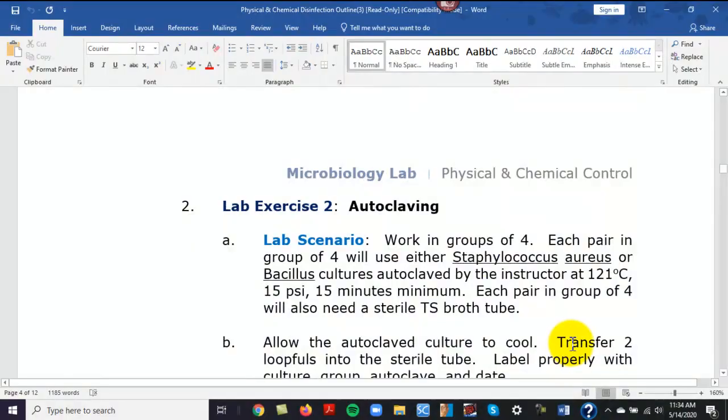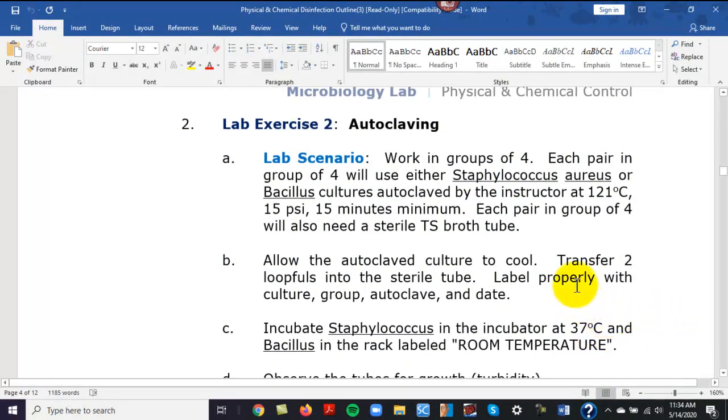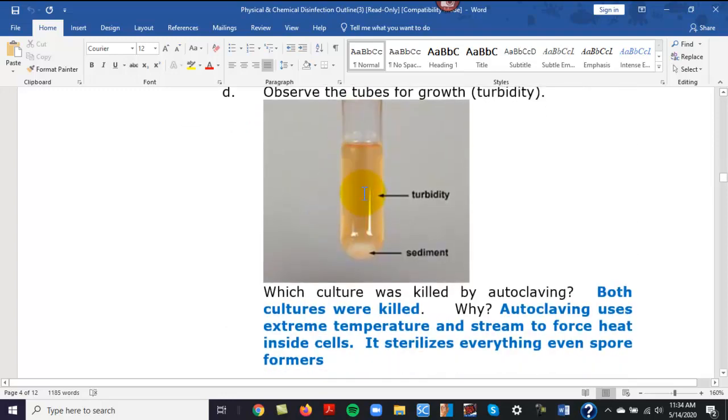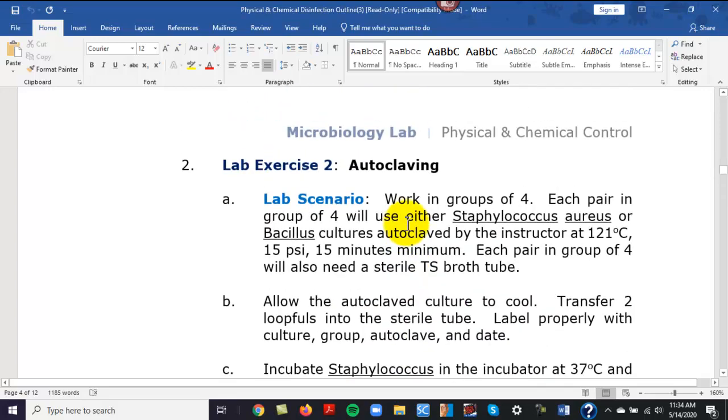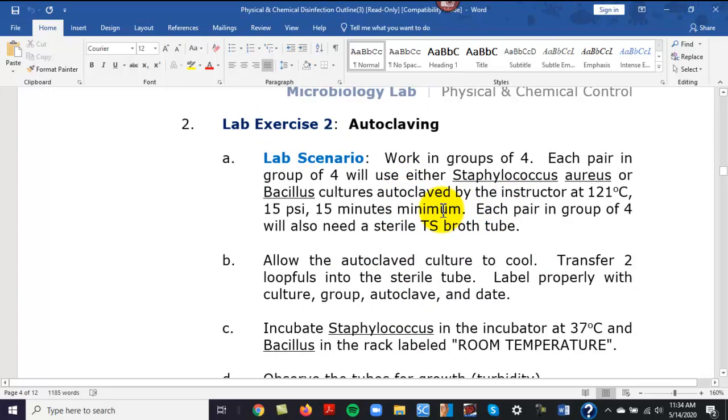All right, the next exercise, autoclaving. Now, what you do beforehand is you grow a Staphylococcus aureus bacteria in a broth culture and a Bacillus. You leave the Bacillus out for a few days, let it start starving, so it'll form some spores. But now you have two cultures that are growing in a broth. They would look something like this. You can see the sediment at the bottom, turbidity. You have broth cultures. You would then take those cultures. When you go to do this experiment, you would then put them in an autoclave.